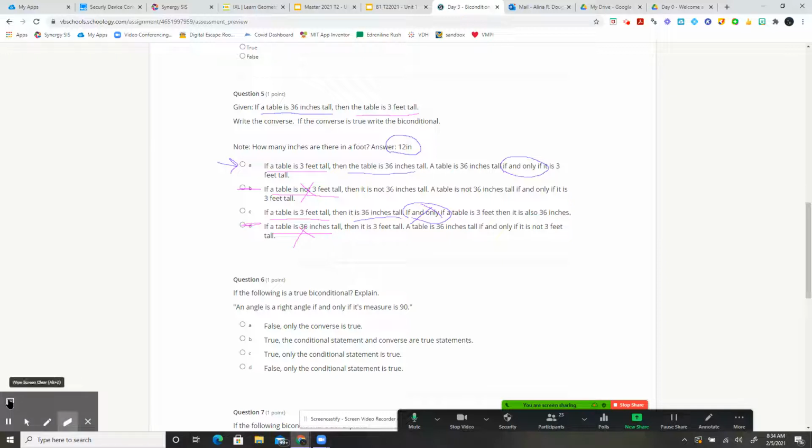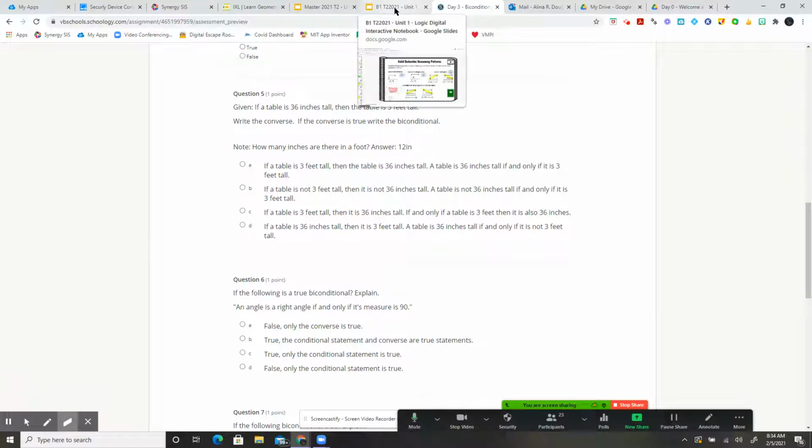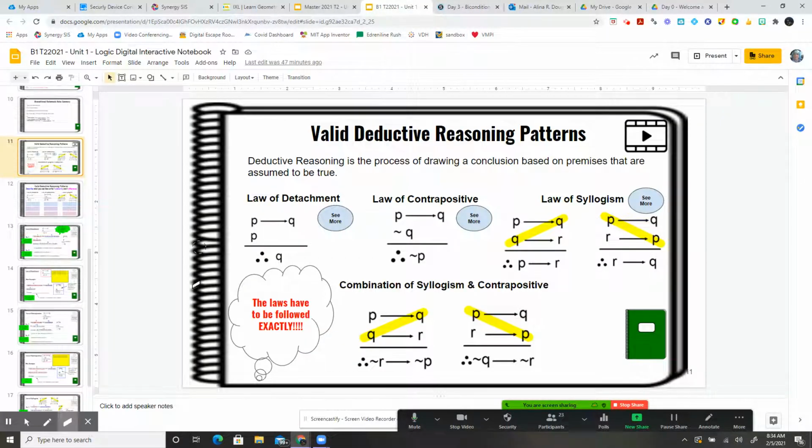This is homework part 2. So finish your IXLs, finish these 9 questions. And then homework part 3, hopefully we're going to finish right now.